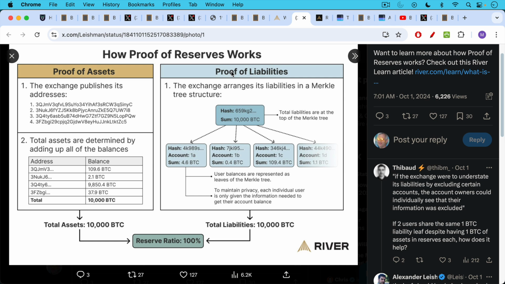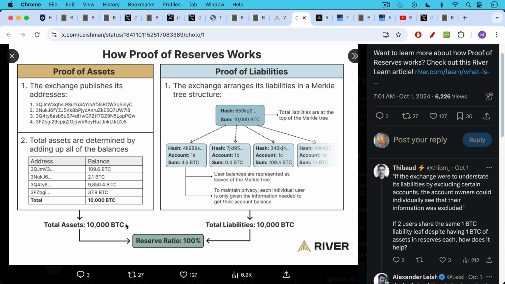I also like this diagram that River provided, how proof of reserves works. You have proof of assets, the exchange publishes its addresses. Total assets are determined by adding up all the balances. And then on the proof of liability side, the exchange arranges its liabilities in a Merkle tree structure. User balances are represented as leaves of the Merkle tree. To maintain privacy, each individual user is only given the information needed to get their account balance. And this is something you can do in your River account, as I'm going to show you how to do.